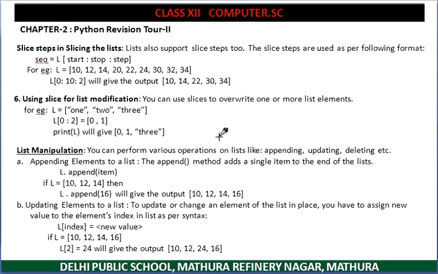If l is equal to [10, 12, 14, 16] and l[2] = 24, so you are going to change the value at l[2]. Here 10 is l[0], 12 is l[1], 14 is l[2], so you are going to change the 14, and 14 is replaced by 24 and gives the output 10, 12, 24, 16. So with the help of the index you can change the value. Syntax is l[index] = new value.